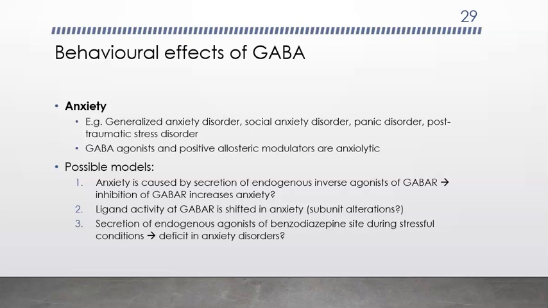And then we've got ligand activity at the GABA receptors is shifted in anxiety, so perhaps there's different subunits. Maybe instead of that alpha, alpha, beta, beta, gamma, we have more alpha, beta, deltas or something. I don't know. That's a suggestion, because that would then also change the binding sites that are available.